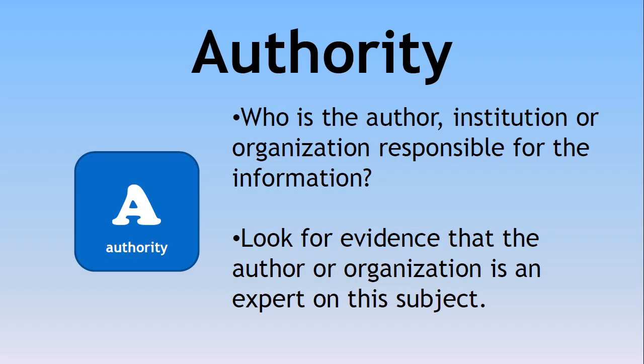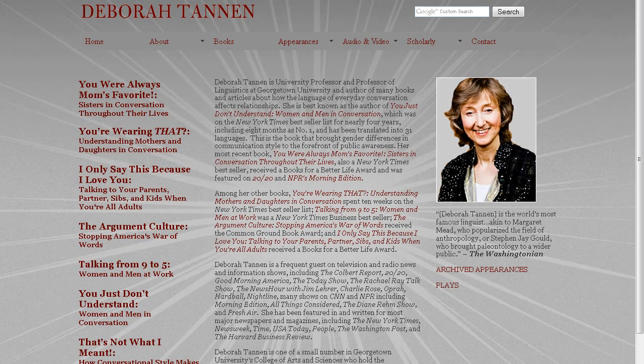Step 4. Determine the authority responsible for the source. Look for evidence that the author or organization is a credible expert on the topic. Often you can find this information within the publication itself. Let's say that you've located an article by Deborah Tannen. If you conduct a quick search, you will see that she is a professor at Georgetown University who has written many books and articles about language and communication.